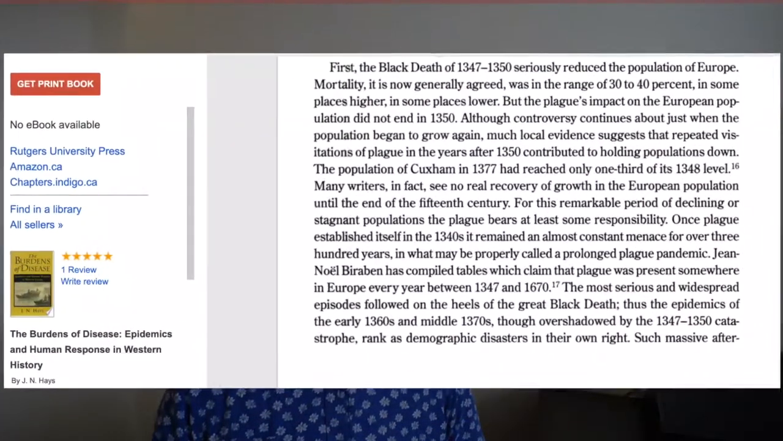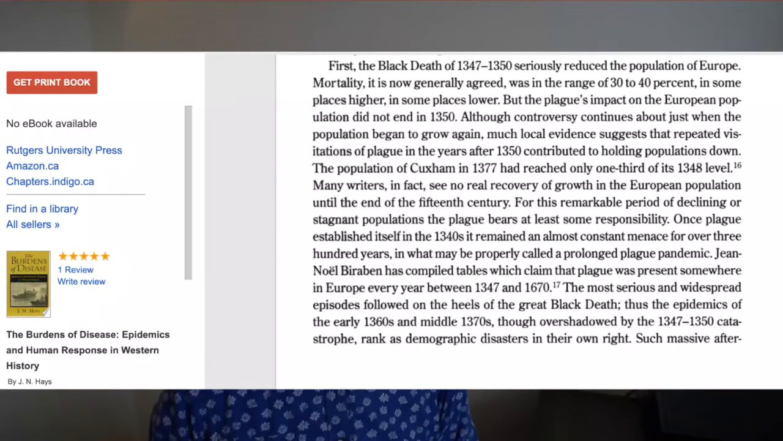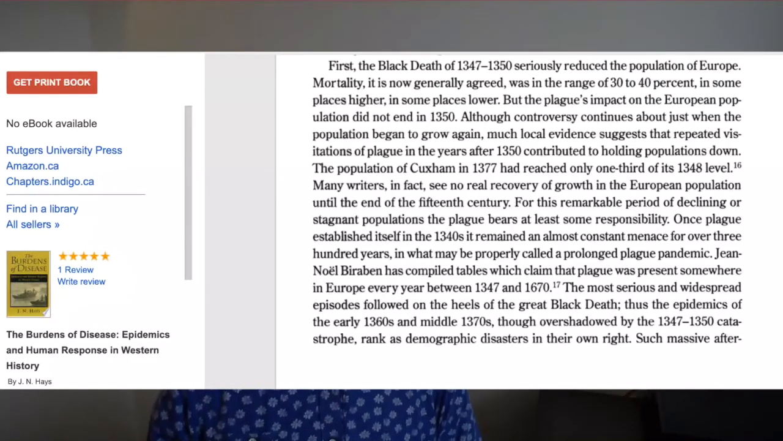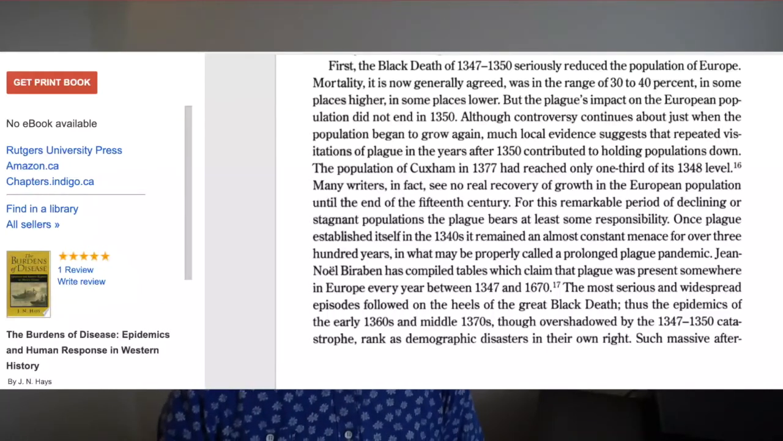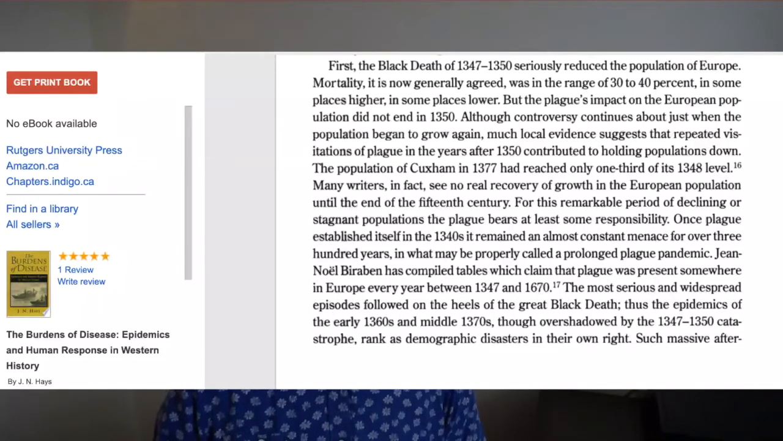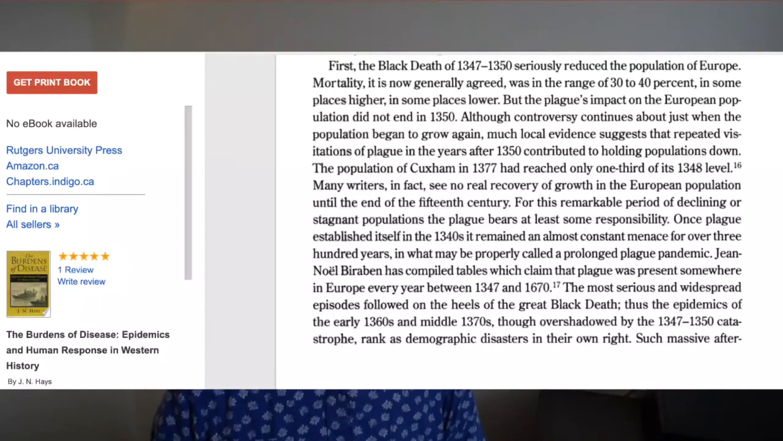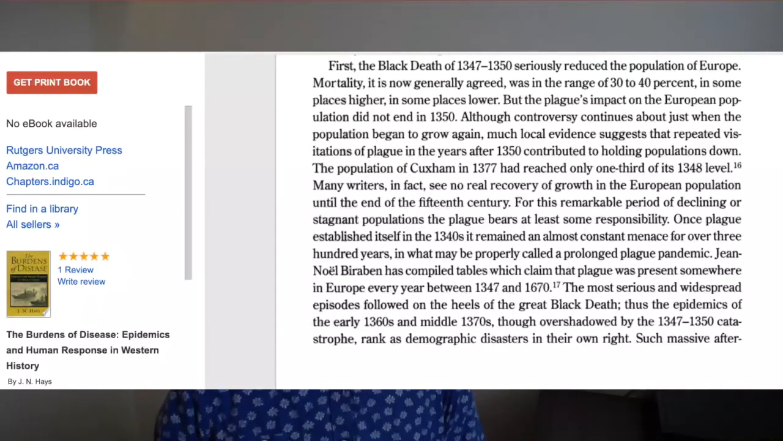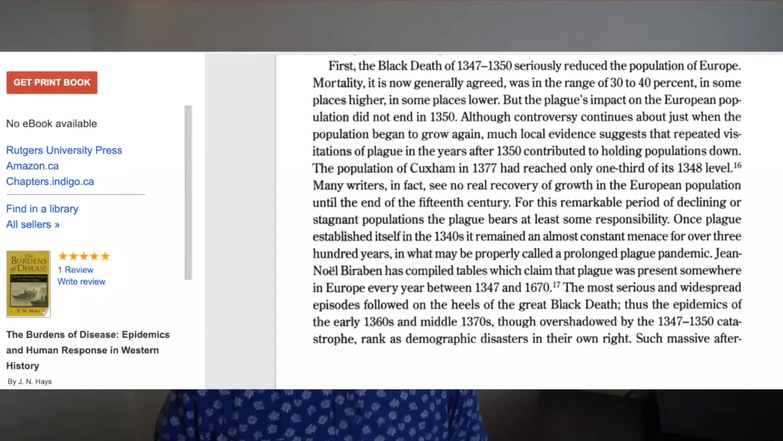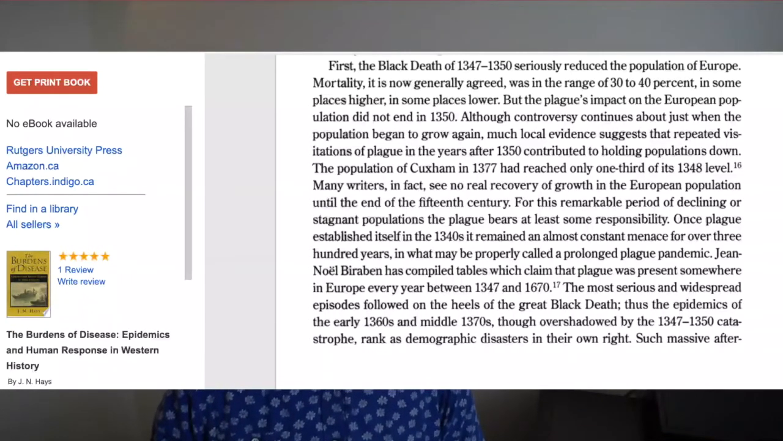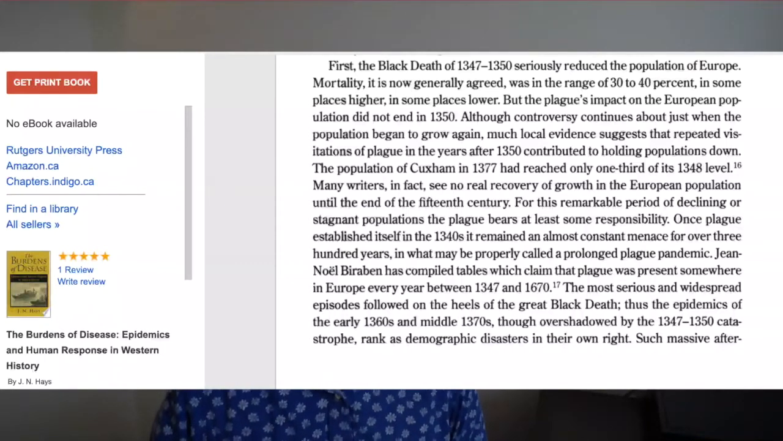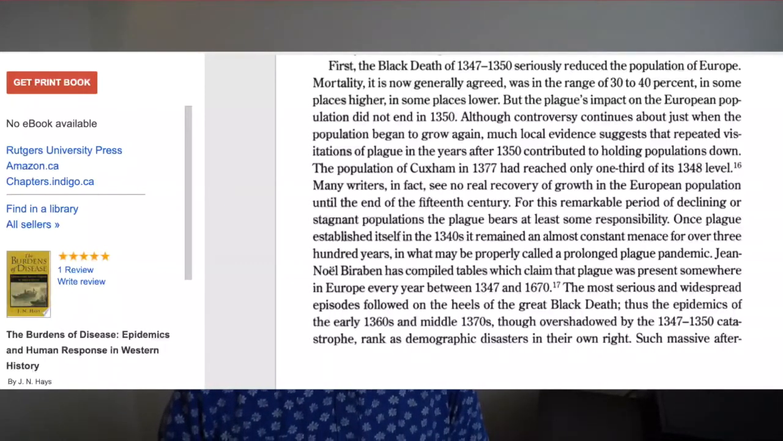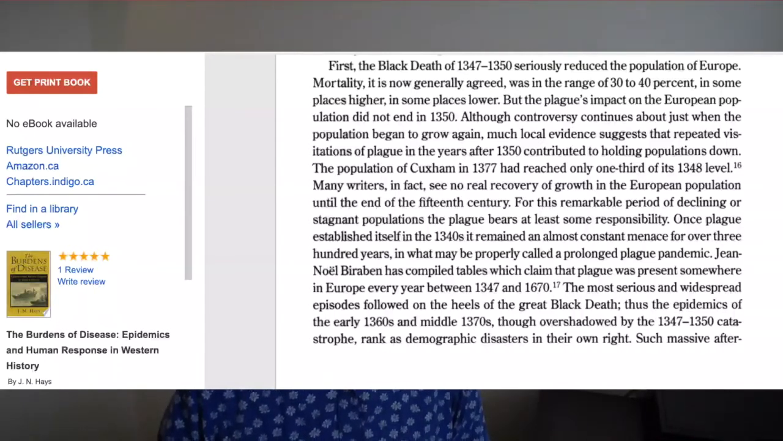Particularly, as we'll see here, quoting from J.N. Hayes, the Black Death of 1347 to 1350, this is the first big emergence of plague, seriously reduced the population of Europe. Mortality, it is now generally agreed, was in the range of 30 to 40%, in some places higher, in some places lower. In England it was that amount. But the plague's impact on the European population did not end in 1350. Although controversy continues about just when the population began to grow again, much local evidence suggests that repeated visitations of plague in the years after 1350 contributed to holding populations down.